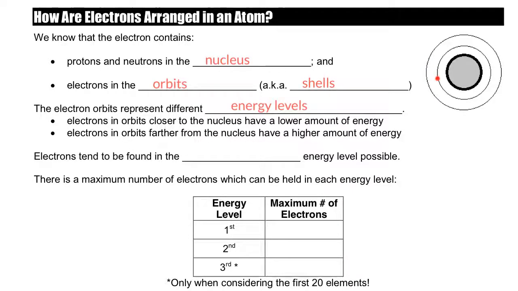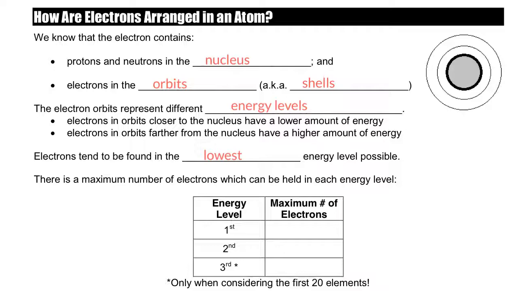Electrons in orbits closer to the nucleus have lower amounts of energy, and electrons in the outer orbits have a higher amount of energy. And electrons tend to be found in the lowest energy level possible, so that just means electrons won't leave the lower energy levels empty before they start filling up the next energy level. So when we're starting to draw diagrams, which we will in a moment, we always start filling from the inside and then we work out.